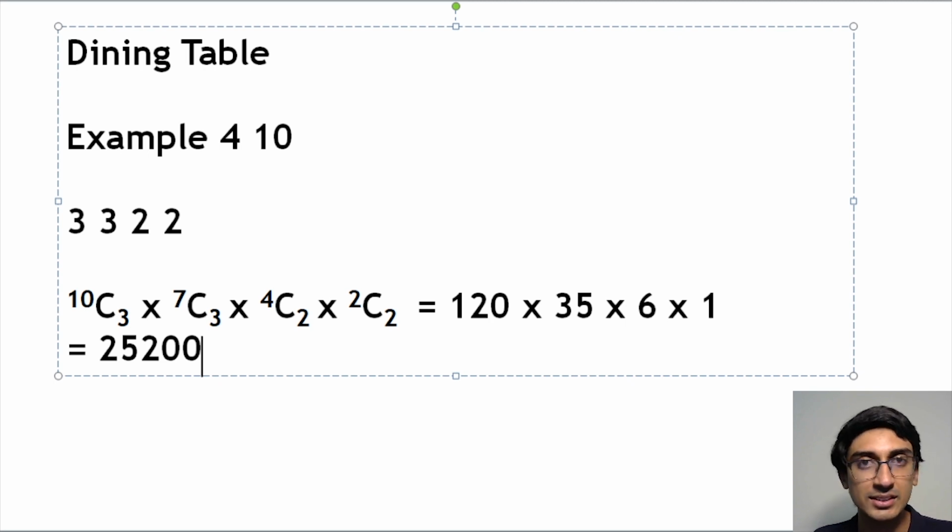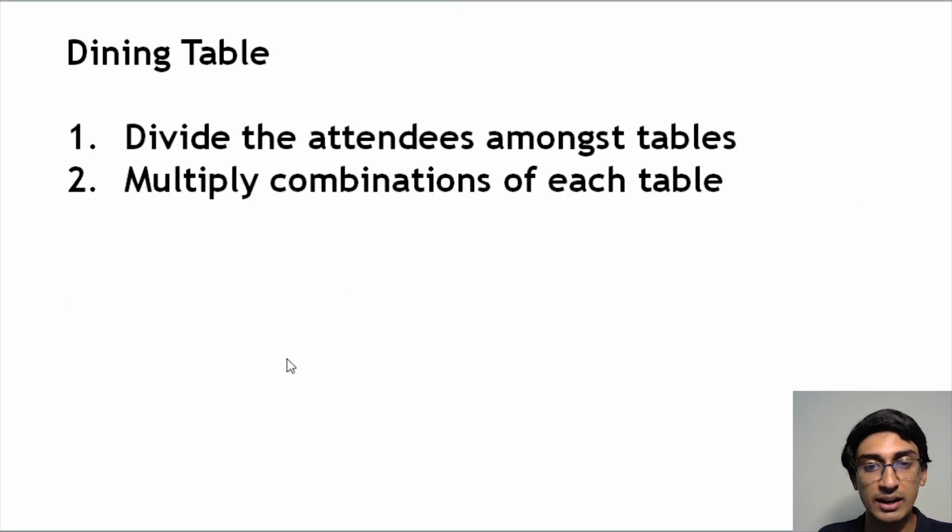Most of the CodeVita easy questions seem to fall under this particular pattern, which is how do I divide a question into multiple problems. So let's have a look at the problems that we have over here. We have to divide the attendees amongst the tables in the most equal way possible. That's the first thing we want to do. The second thing we have to do is multiply the combinations of each table.